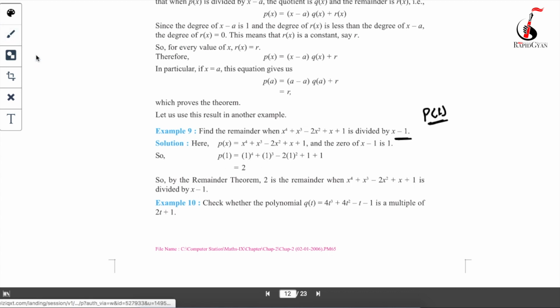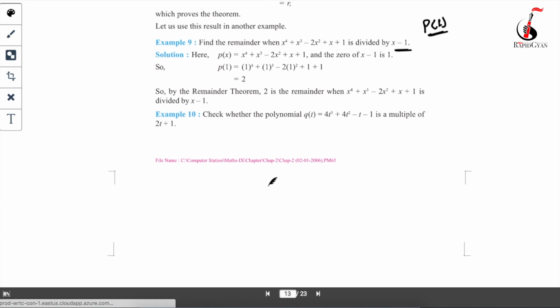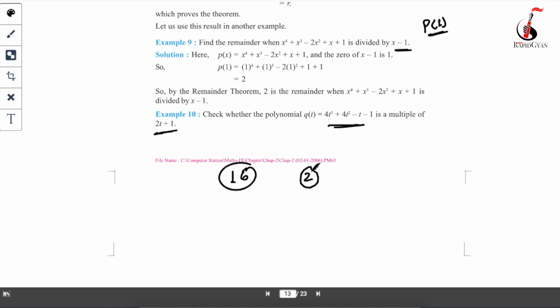Okay, now we are going to see example 10. Check whether the polynomial is a multiple of 2t plus 1. So how are you going to find out if a polynomial is a multiple of 2t plus 1? Forget about that. If I ask you a question, can you check whether 16 is a multiple of 2 or not? How do you know? We know that yes. How do we know? If I divide 16 by 2 and I get remainder equal to 0, it means 16 is a multiple of 2.